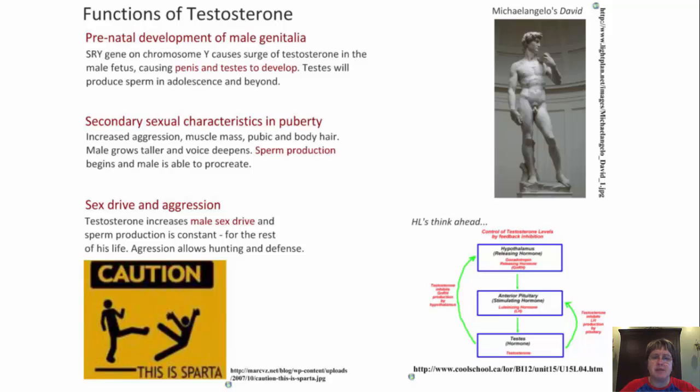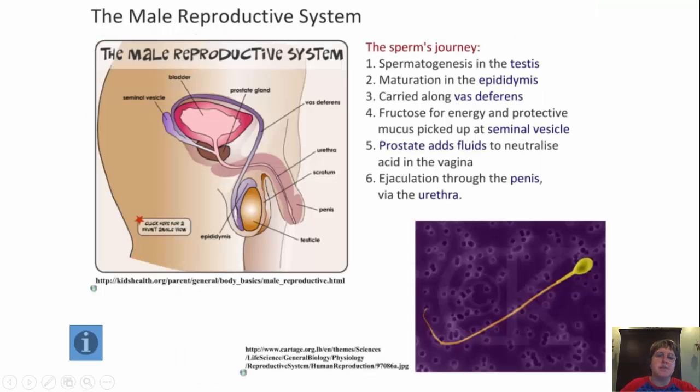Testosterone will also increase the male sex drive and keep sperm production constant for the rest of the male's life. And this aggression is what allowed for hunting and defense in other eras of human existence. All right, so the male reproductive system: one of the IB requirements for this topic is that you do need to be able to draw the male reproductive system. Your textbook shows you a view from both the front and the side. I think I like the drawing from the side better. I think it's easier to draw the structures and make sure you get them accurately correct. I'll be showing you that in class.